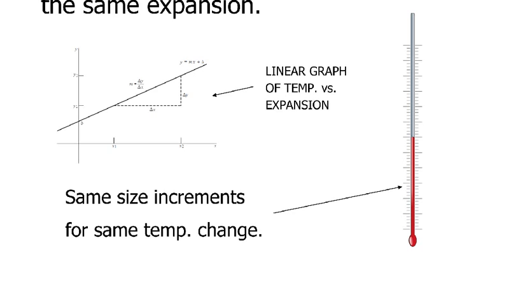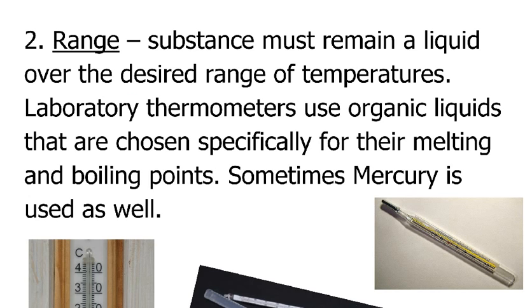So basically, if you were to plot the expansion versus the temperature, so say this is expansion on the y-axis, and this is temp, then you'd want this to be a linear graph. If it's not linear, it's a bad material to be using for your thermometer. You want all of these increments to be equal. That's basically linearity.